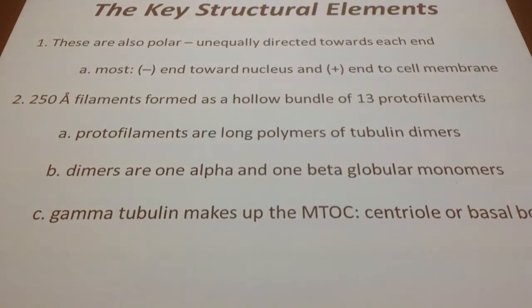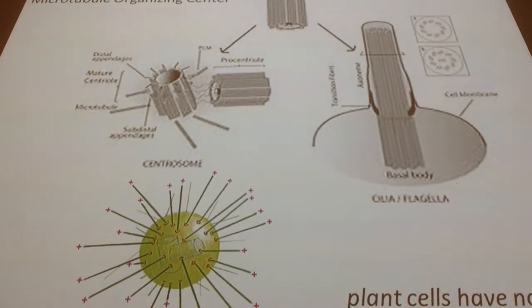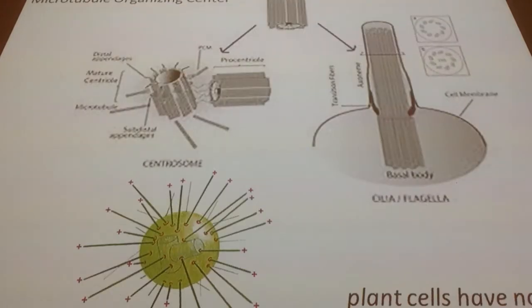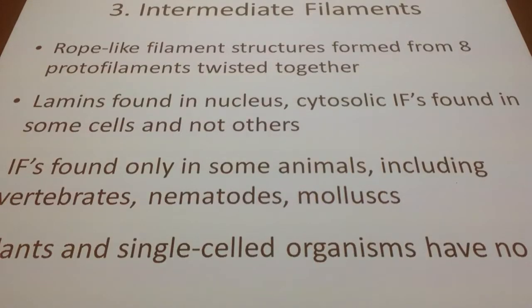So plus end, minus end. Let me flip forward a couple of times. Okay. We'll talk about all of this in a minute. Microtubules are also dynamic. So they do one of these things: assembly, disassembly. Okay. Very similar to microfilaments. So you see that microtubules and microfilaments are very much similar, okay? Intermediate filaments are completely different.